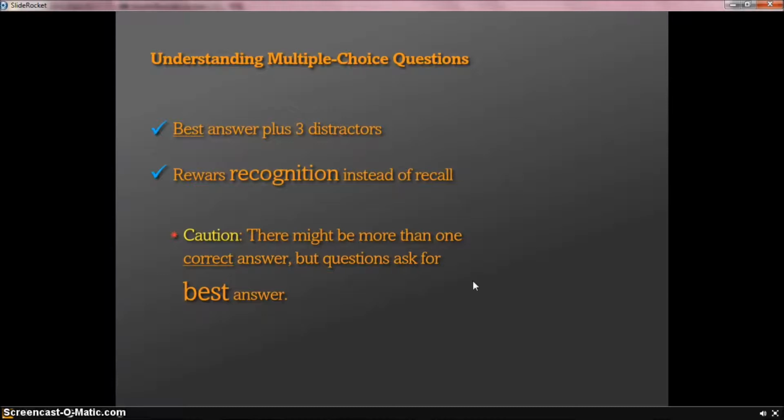So there might be more than one correct answer, but most of the questions ask for the best answer. There are questions asking for one correct answer, and then true and false questions as well, but for the majority you will find that there is more than one correct answer, so just go for the best answer.